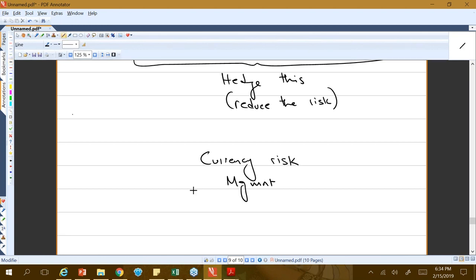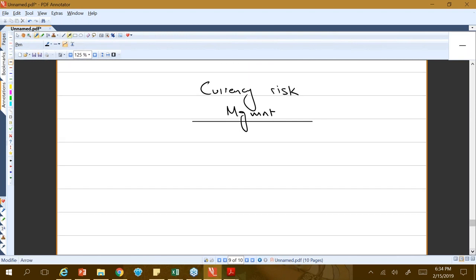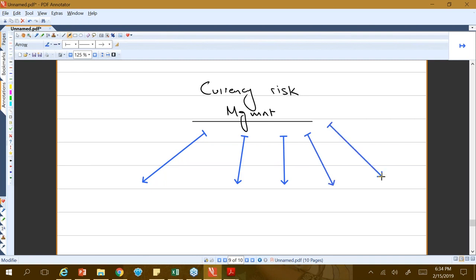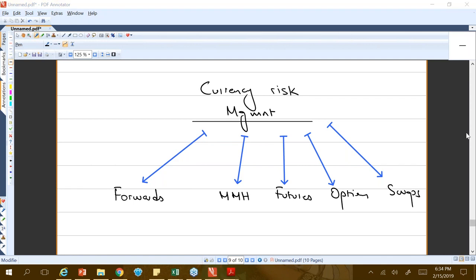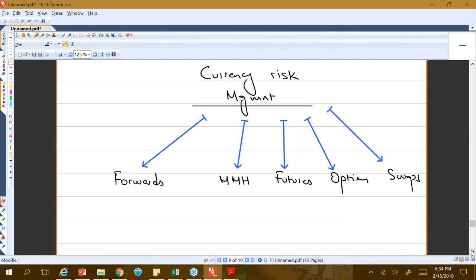Now, I will be covering few of the techniques using the questions that we're going to do today, but I just want to tell you what are the main methods involved in our syllabus with which we can solve this. So first is forwards, money market hedge, a bit of futures, options, and swaps, the currency swaps. Now, what we are going to do in our exam is that we will have the calculations on these two areas.